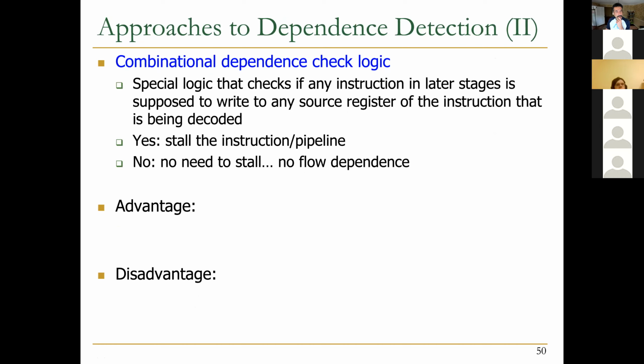I don't know why it says that my connection is not stable, but hopefully you can hear me well.